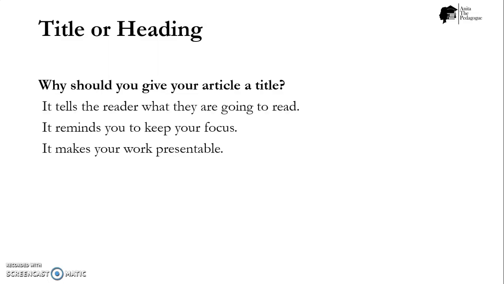Now let's take a look at the title or heading. Why should you give your article a title? Here are some reasons why you need to give your article a title. It tells the reader what they are going to read about. It keeps you, the writer, in focus, because if you know you're writing about a particular topic, you don't want to digress. You want to make sure you don't deviate, but focus. And also it makes your work very presentable.